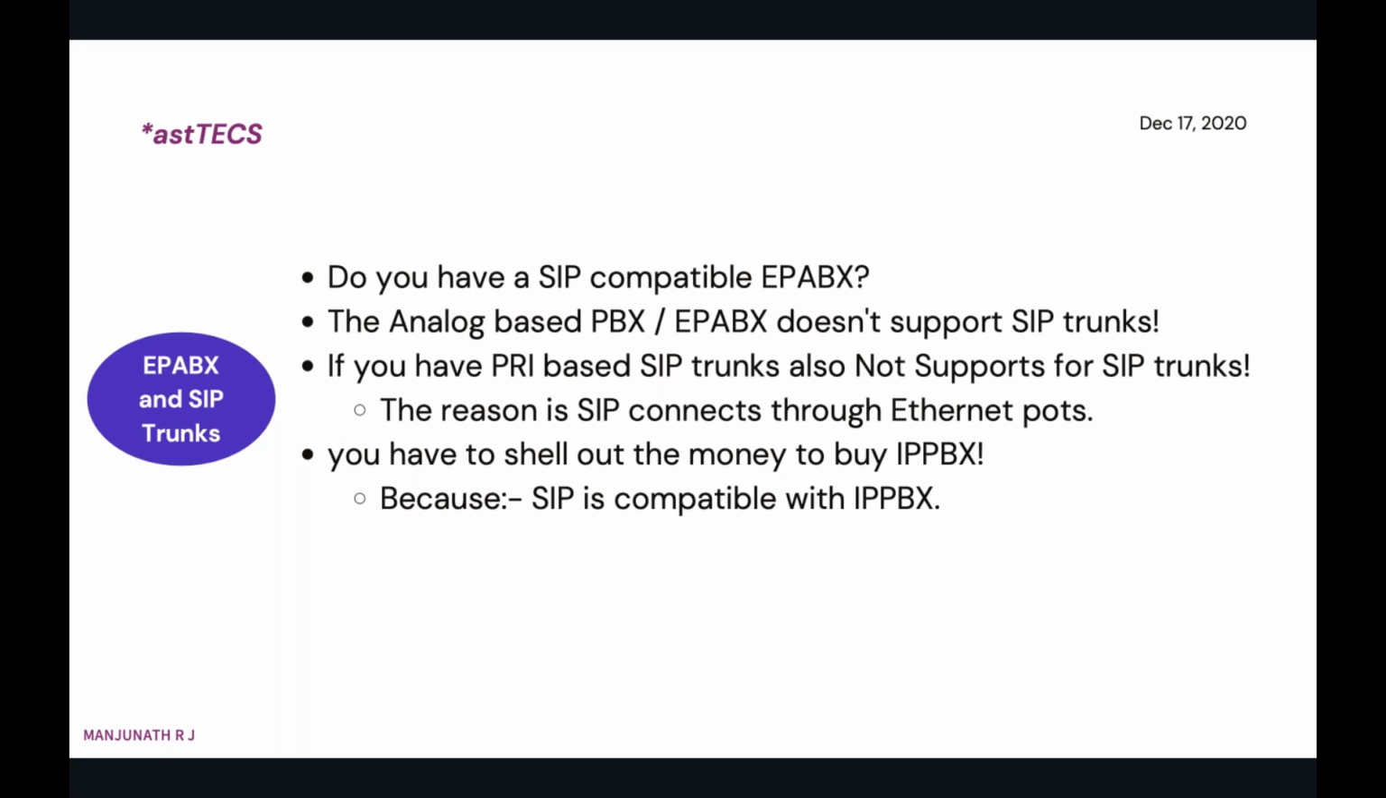What is the reason? The reason is that most EPABX and PABX systems are designed to connect with analog lines and digital PRA lines. From the beginning, they have been designed in such a way that SIP trunks cannot be connected to them. Yes, there is an option, but again, you have to buy IP cards and everything. Still, it is a lot of process, licenses and all those things that you need. Only an IPBX can connect SIP trunks through Ethernet ports. If you have an IPBX, definitely you can connect with SIP trunks directly through Ethernet ports.